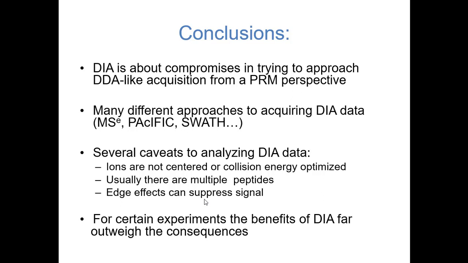But there have been historically a bunch of different ways of doing this type of data. There are a lot of caveats that you have to consider. One is that collision energies are not necessarily optimized, that you end up acquiring multiple peptides simultaneously, and that you have these edge effects. But I think we see that the benefits of DIA really outweigh the negative consequences, particularly in terms of the reproducibility of the experiments and also the ability to do this iterative refinement.